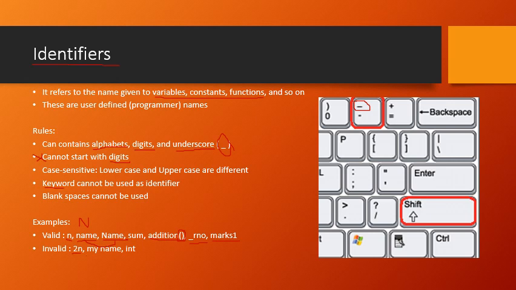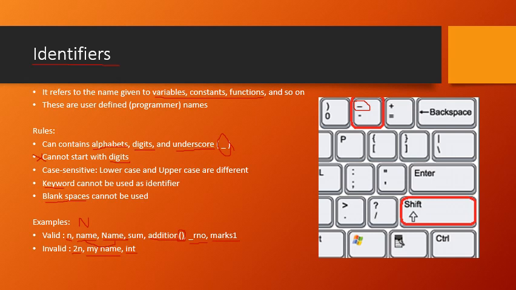Then next is my name. Now if you notice here, after my there is a space and then name is there. That is not possible. The rule says blank spaces cannot be used. In this case we are using a blank space, after y and before n there is a space. That is a violation of the rule, so it is invalid.